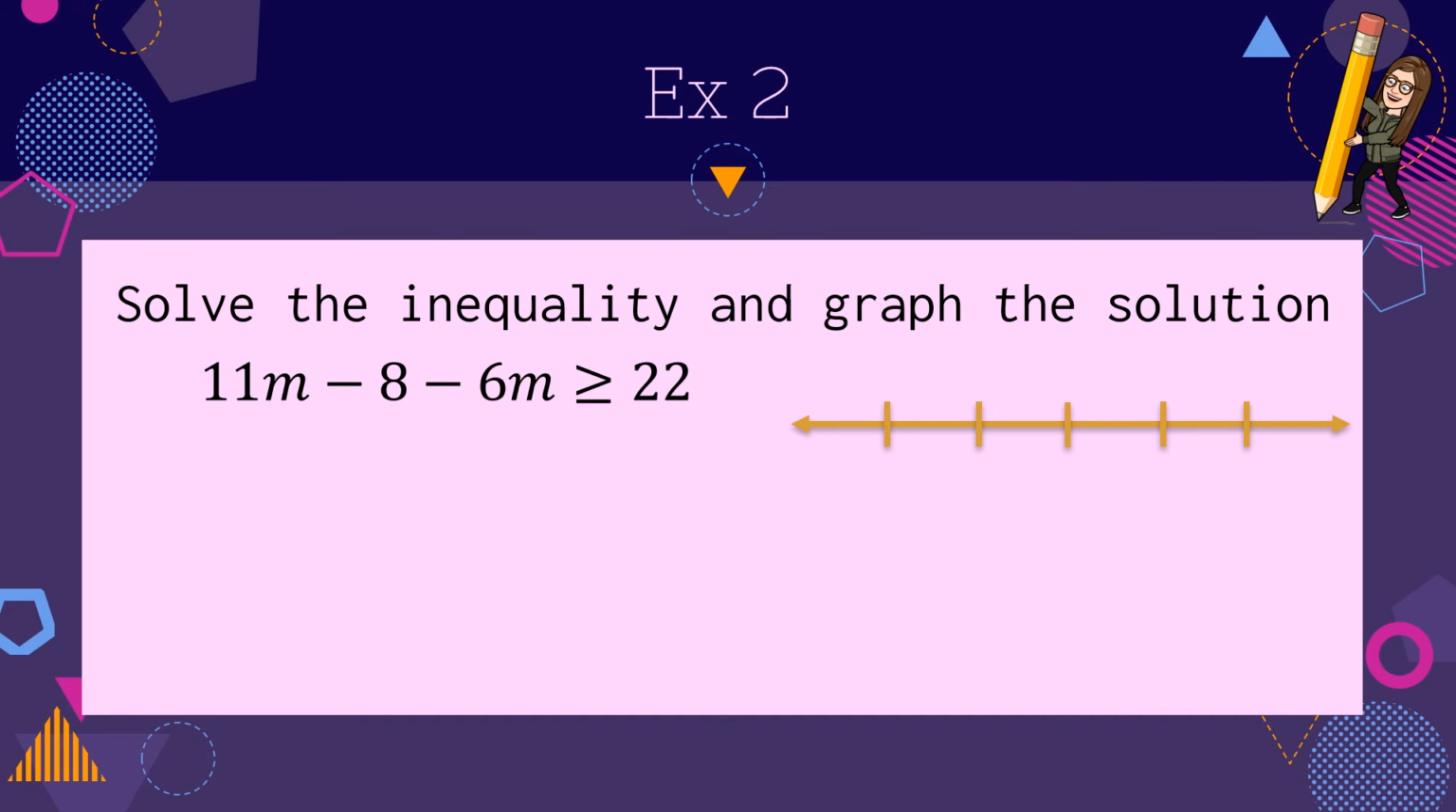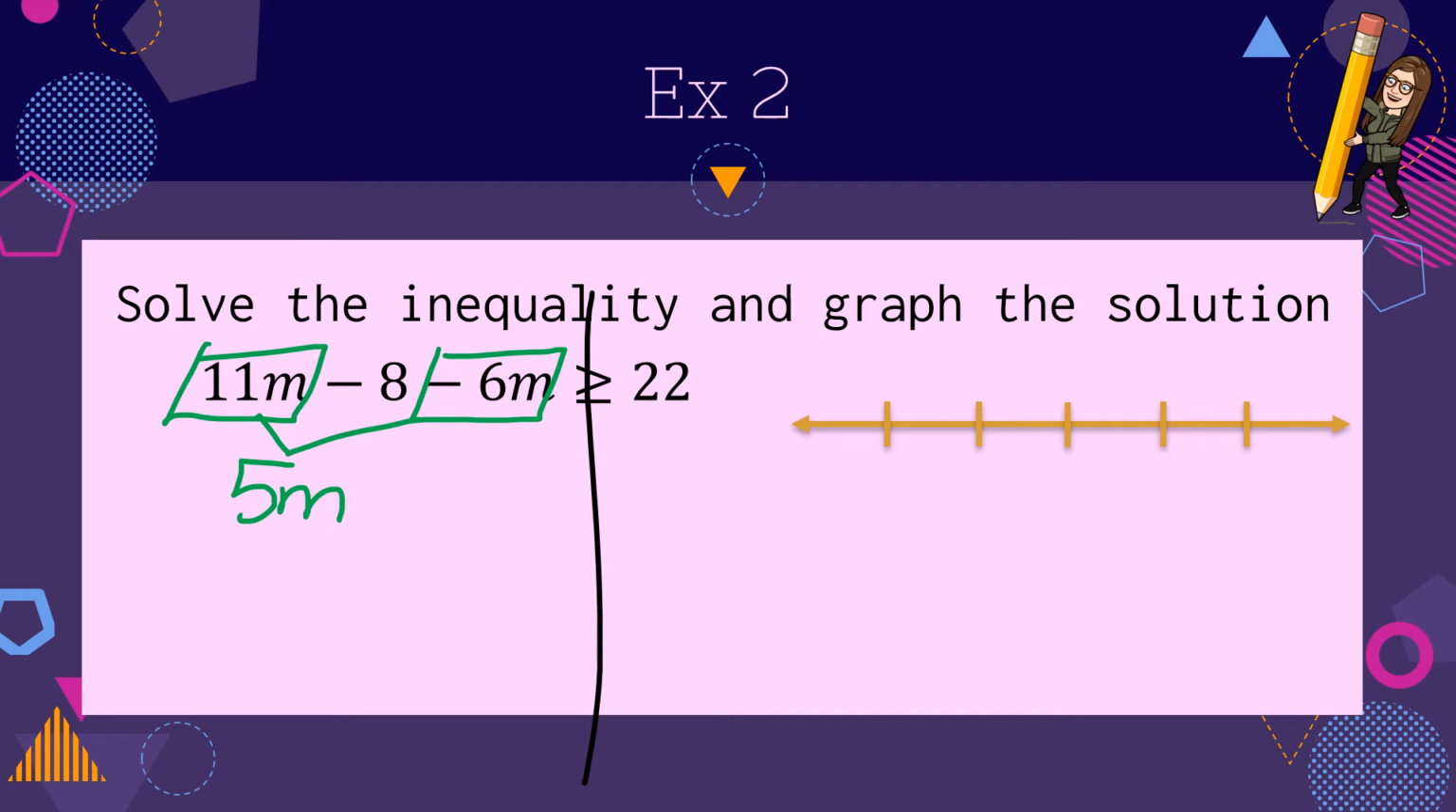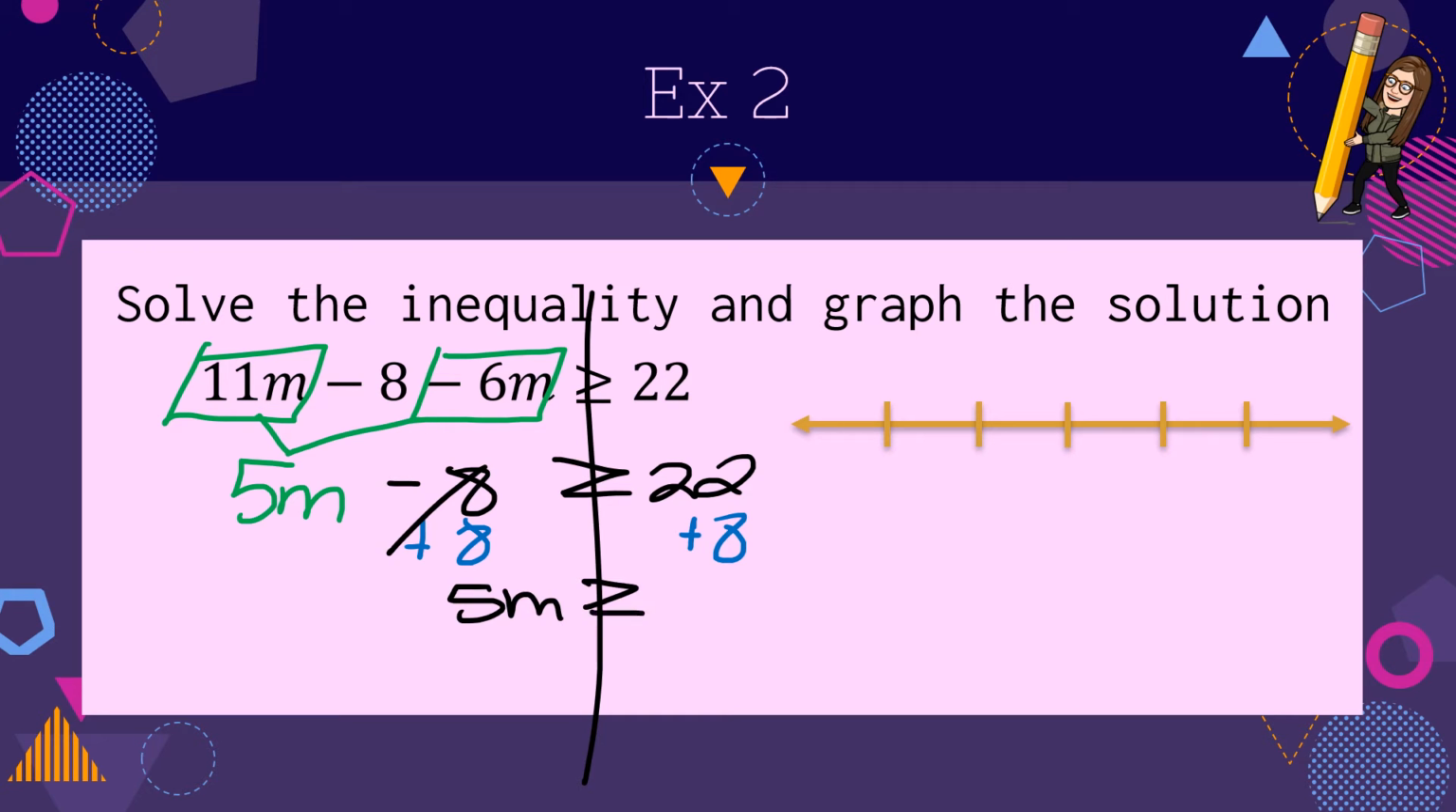Let's take a look at example 2. Draw a line down the symbol. Step 1 today is to combine like terms. I have +11m and -6m. That's a +5m. So be careful with the signs. That's why I like to draw shapes, so I don't forget about them. Our next step, instead of subtract 8, we're going to add 8. Opposites go away. 5m falls down, symbol falls down, and I have a 30 here.